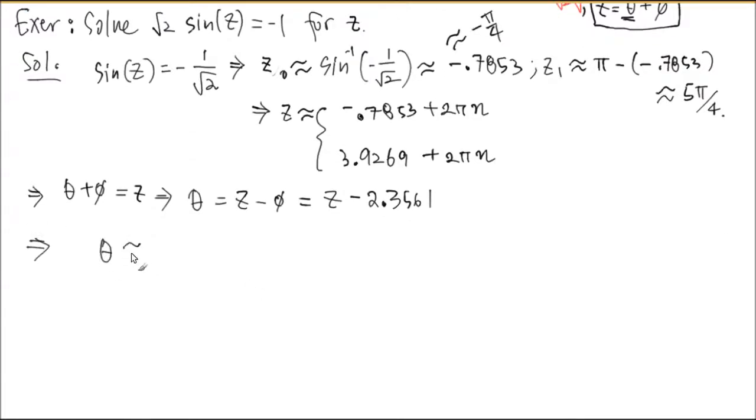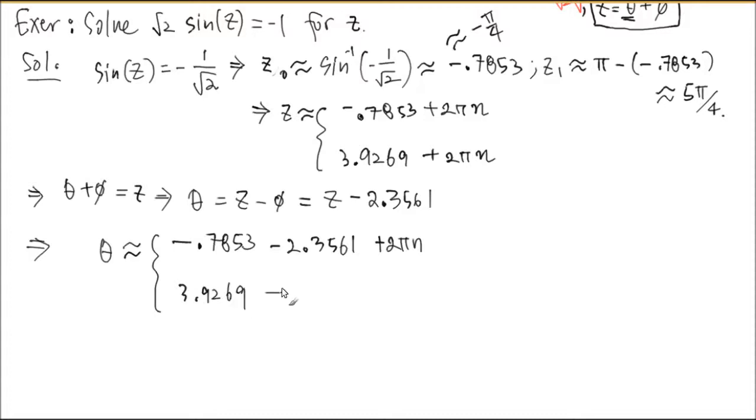Here's the theta. What is theta? z is here, -0.7853, right? I'm just going to put those two numbers here, which can be further simplified: -2.3561. Is that okay? So that's one of the z values, and you're supposed to subtract off this 2.3561 from each of the cases. So what is the other case? 3.9269 minus 2.3561 plus 2 pi n. In each of the cases, we have to subtract off this number. If you further simplify this one, that's going to be your final answer for theta.